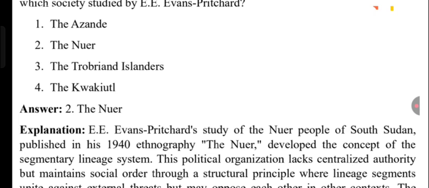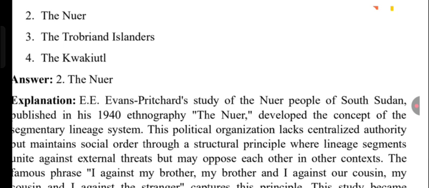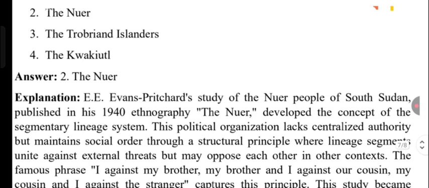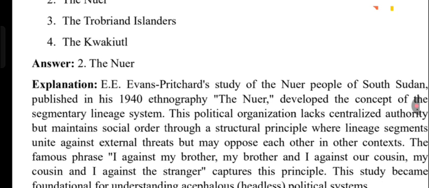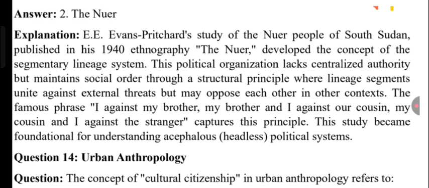Explanation: Evans-Pritchard's study of the Nuer people of southern Sudan, published in 1940, an ethnography called The Nuer, developed the concept of the segmental lineage system. This political organization lacks centralized authority but maintains social order through a structural principle where lineage segments unite against external threats, but may oppose each other in other contexts. The famous phrase, me against my brother, my brother and I against our cousin, my cousin and I against the stranger, captures this principle. So by this example, we can find the meaning of segmental lineage system or the political system of that era.